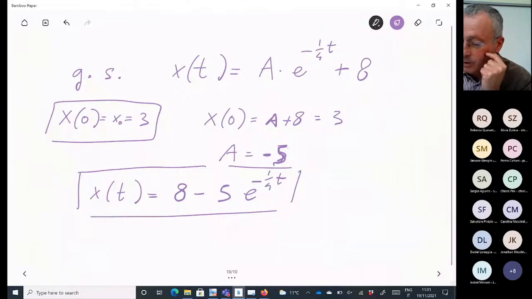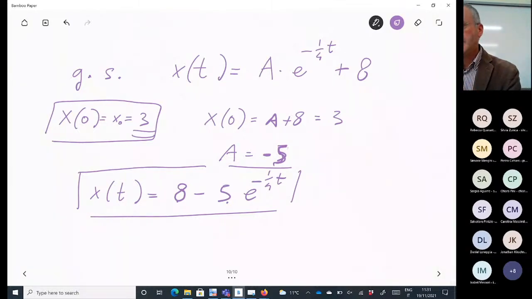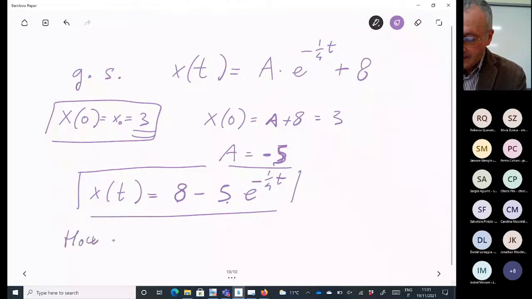Okay, what is x at time 0? At time 0, this becomes 1. 8 minus 5 is equal to 3. Okay, it is consistent with the initial condition. But the second point is, how can we check that our solution to the differential equation is correct?